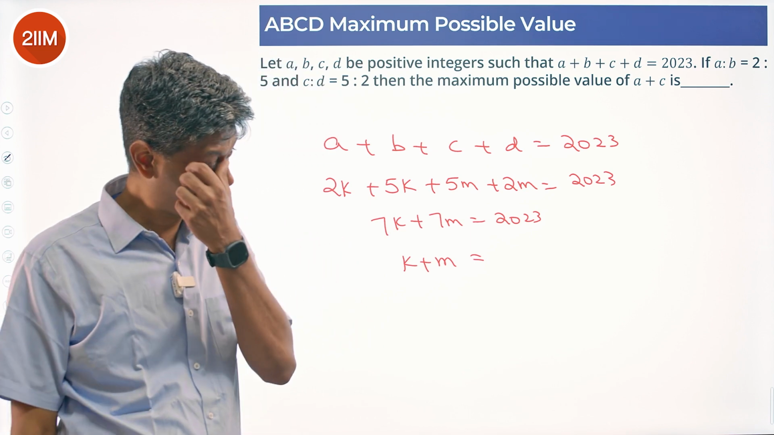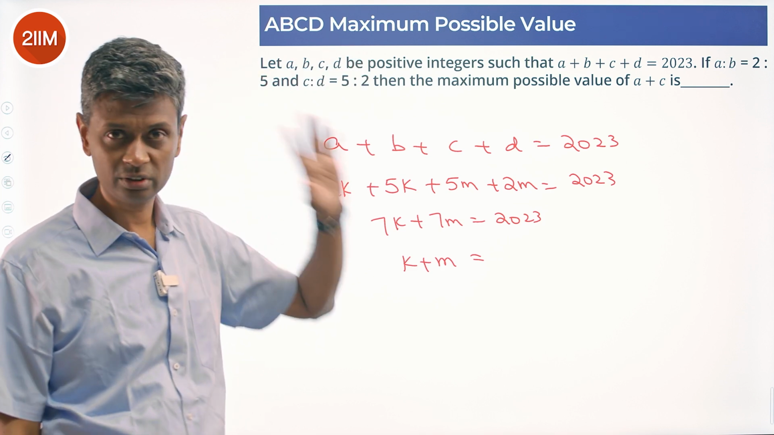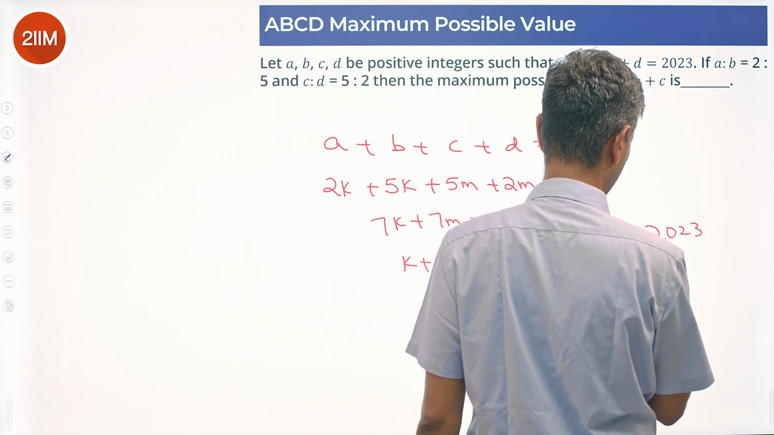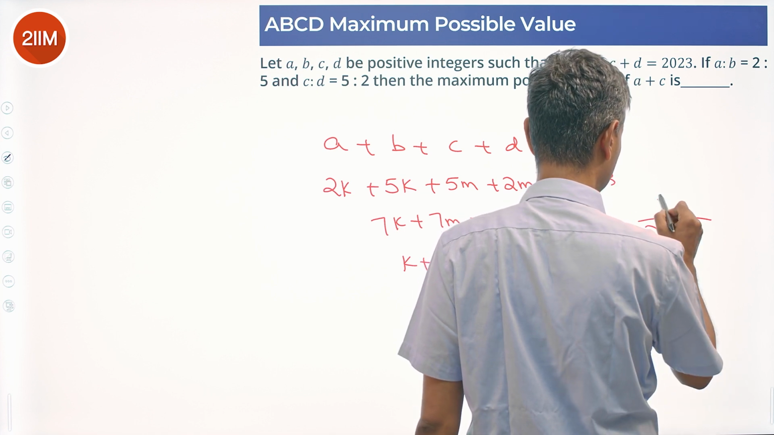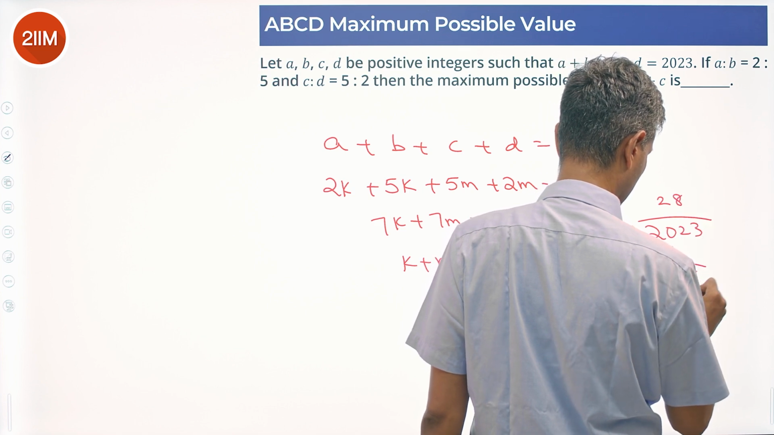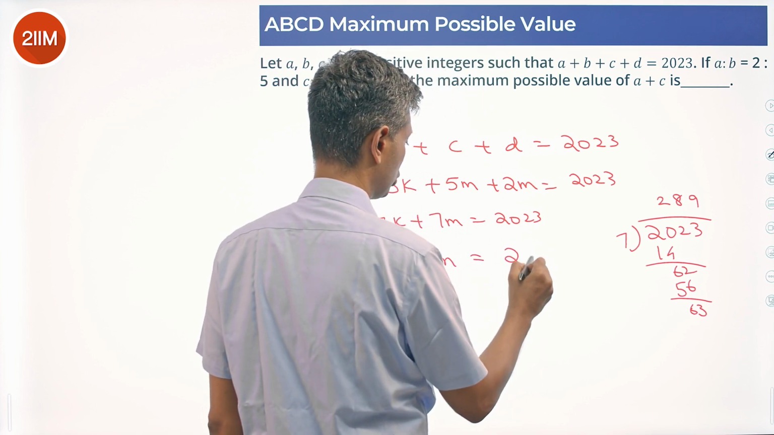This very question is telling me that 2023 is a multiple of 7 with A, B, C, D positive integers. So 2023 divided by 7, I need to do. If I have a calculator, I'm very happy. I don't have one. I will still be happy. K plus M is 289.